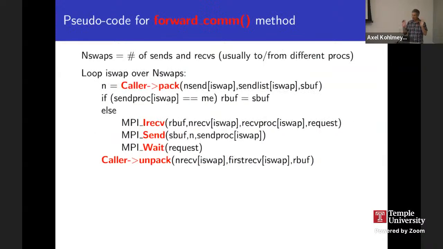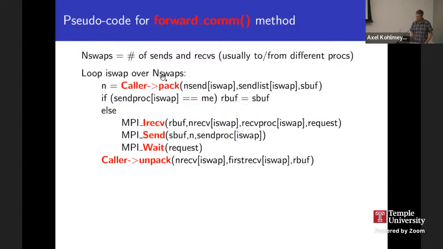I just want to show you 3 slides of pseudocode for how to implement LAMMPS. So here's how forward communication works in LAMMPS in a pseudocode sense. N swaps is the number of sends and receives, exchanges I need to do with other processors. Each one might not be sending and receiving from the same processor, because I could be sending to the left, receiving from the right. But the number of swaps is the same.